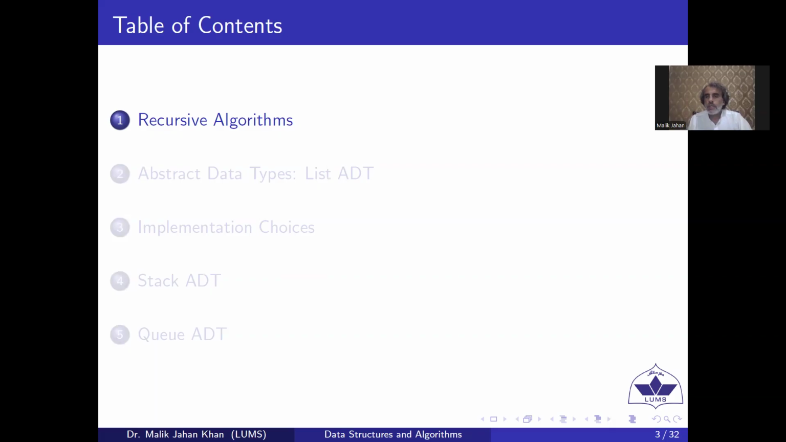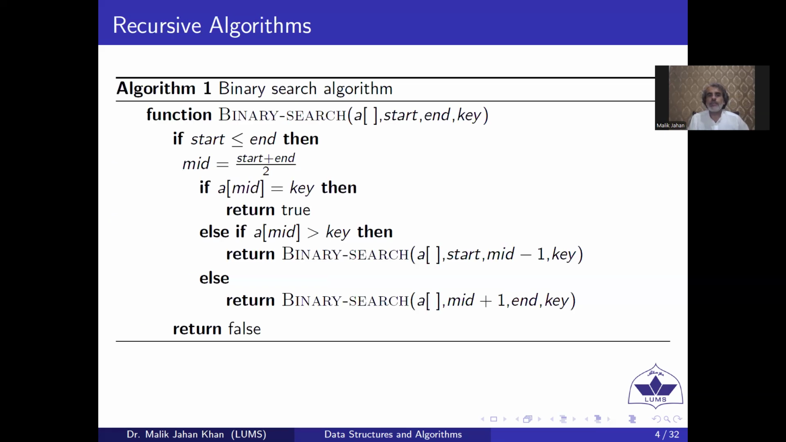So you should be able to recall from your fundamental Java programming concepts that an algorithm or a function or a method which calls itself is called a recursive function. So let's have a look at the first recursive algorithm. For example, in this particular algorithm, we are naming it as binary search algorithm, but I'm not assuming that you know binary search algorithm beforehand.